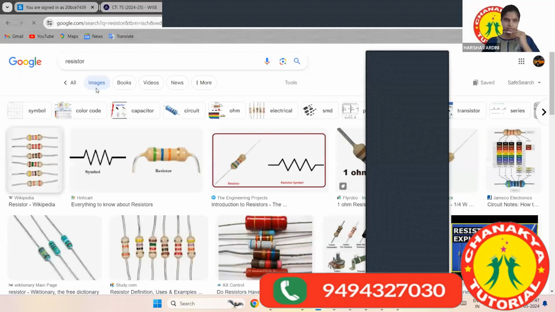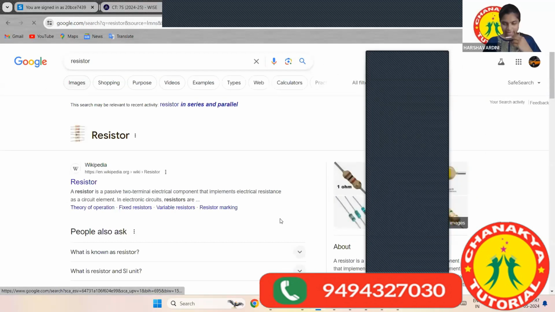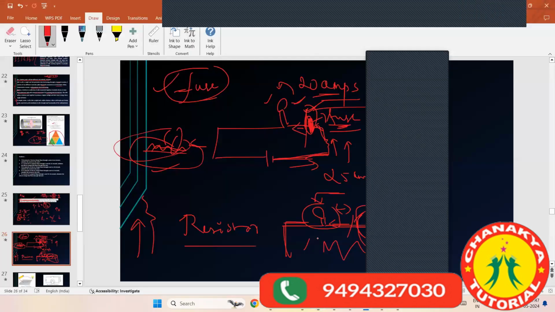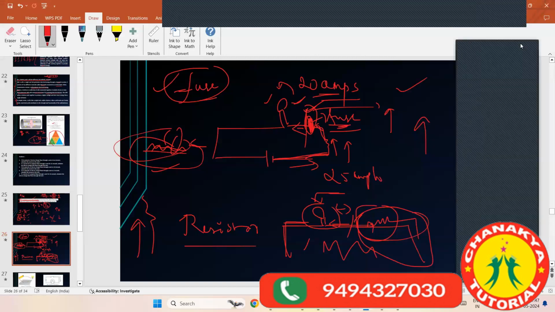Yeah, but that will not protect the circuit. Exactly. The fuse will do both things. It will protect the circuit also, and it will block the current also. Yes, ma'am, can you explain the resistor again?